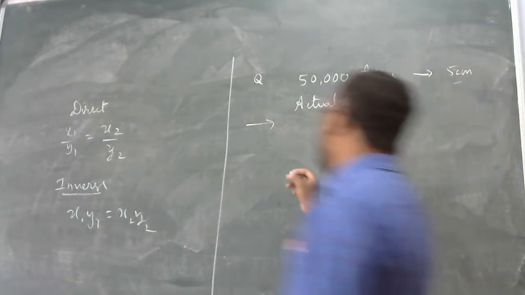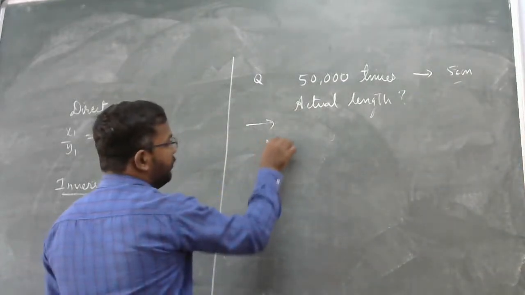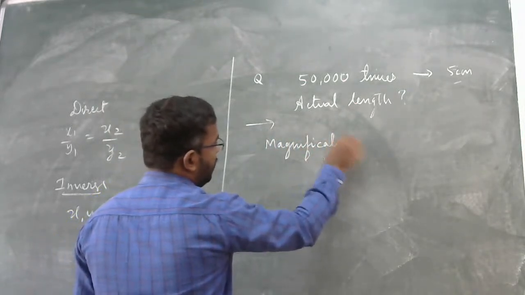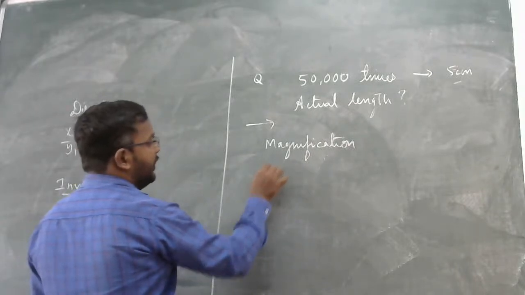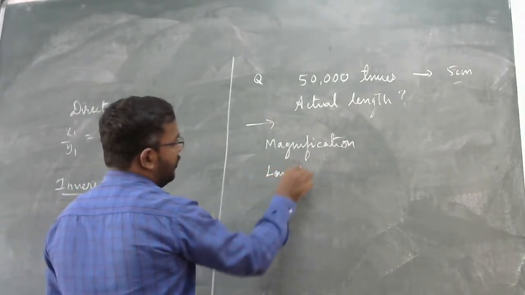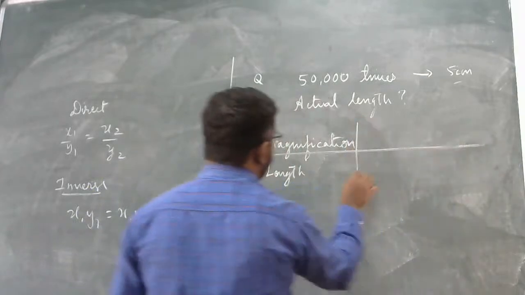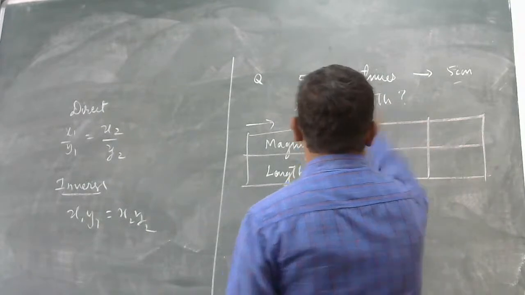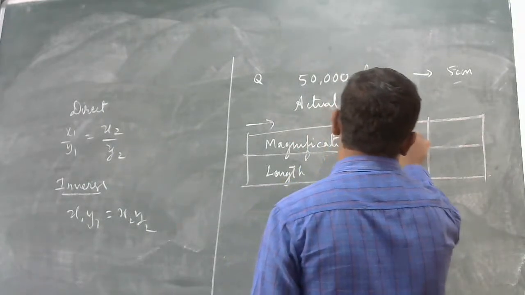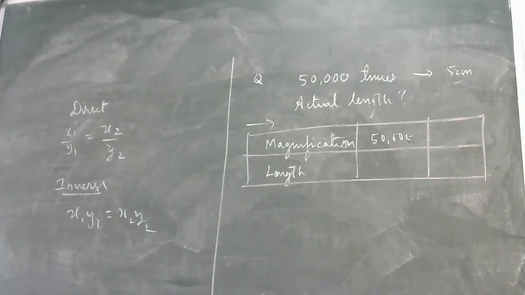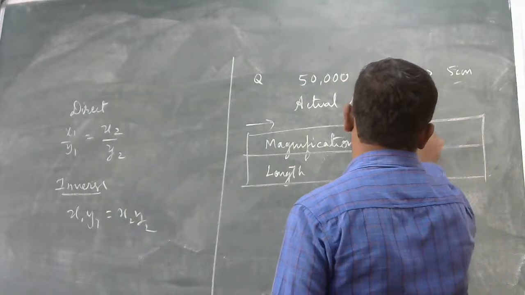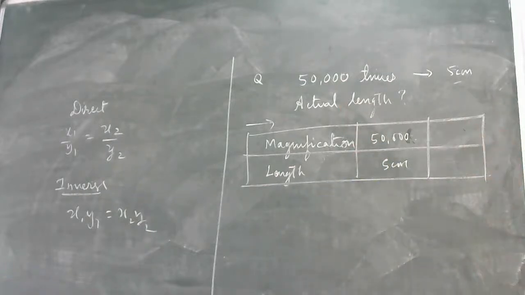So two things you have to do. Let the actual length be x. One is the magnification and the other is the length, that is, after magnifying, how much length it is becoming. So these two columns you have to make here. Now, if you are doing 50,000 times magnification, then its length is becoming 5 centimeters. What is the actual length? Now, to find the actual length, what should be your magnification?